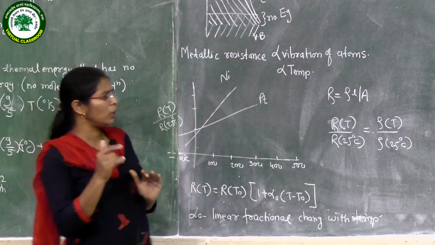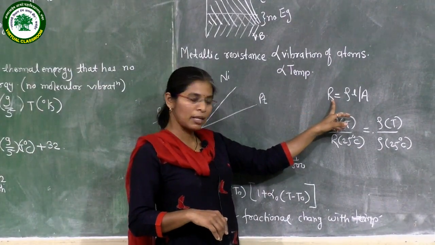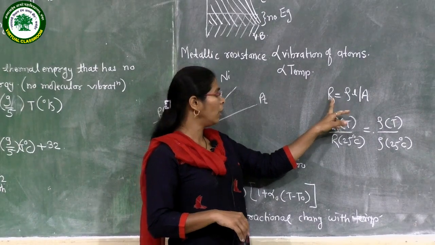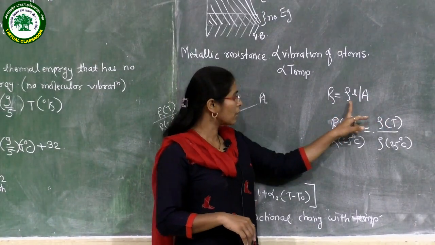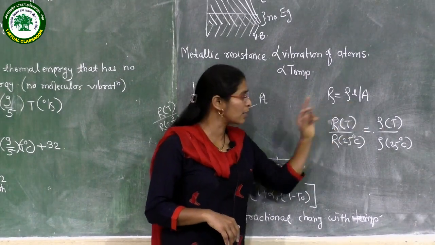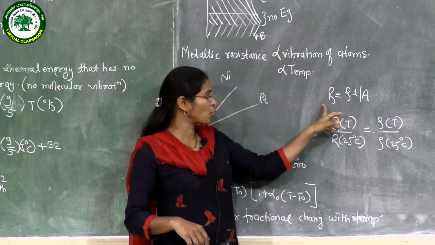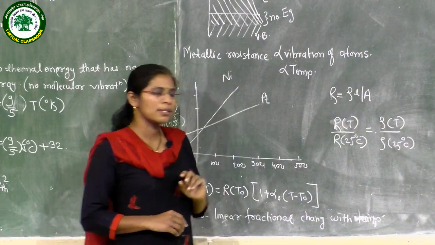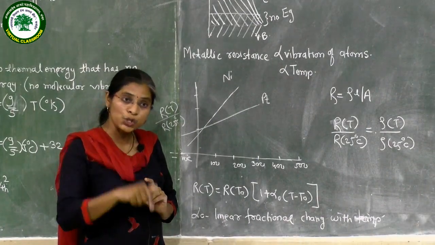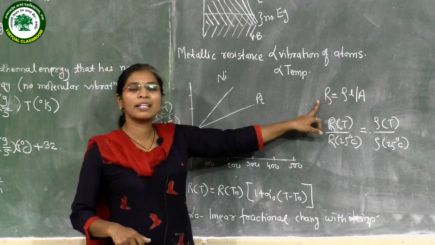Now in general, we know that resistance for the case of metals can be represented by this simple expression that we may have learned: R equals rho L by A, where rho is resistivity expressed in ohm meter, L is length, A is area of cross section, and R is resistance. From this expression you will be able to notice which quantity changes with an increase in temperature, so that resistance changes.